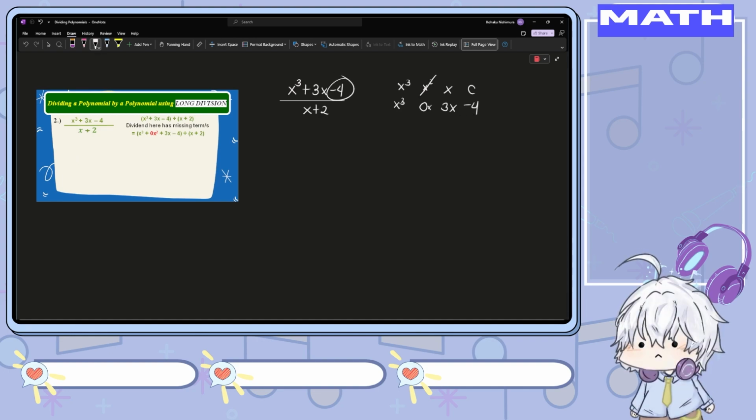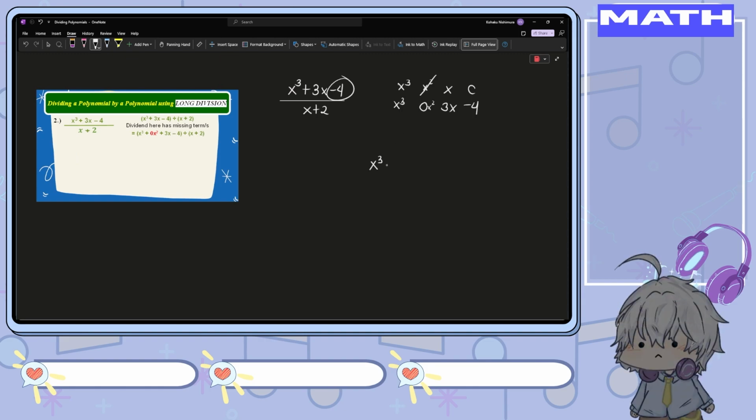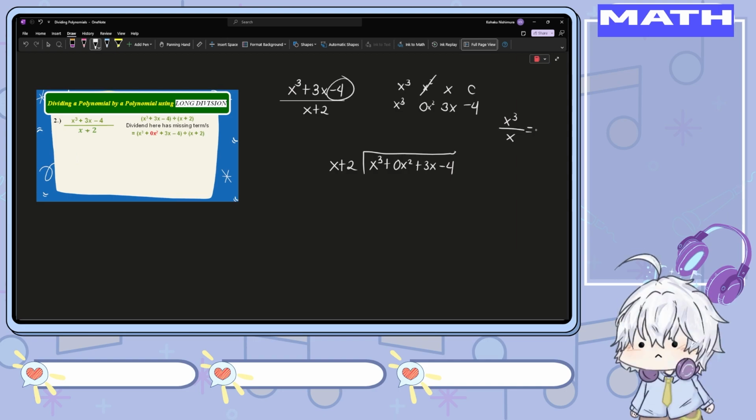If you want to represent this properly, we can write it like x cubed plus 0x squared plus 3x minus 4. There will be a purpose why I write 0x squared. You will see that when I do this division. Okay, now let's do the following. Again, we write the dividend inside and the divisor outside, which is x plus 2. Now let's divide them separately. We see the first terms being x cubed on the dividend and x on the divisor. x cubed divided by x is x squared.